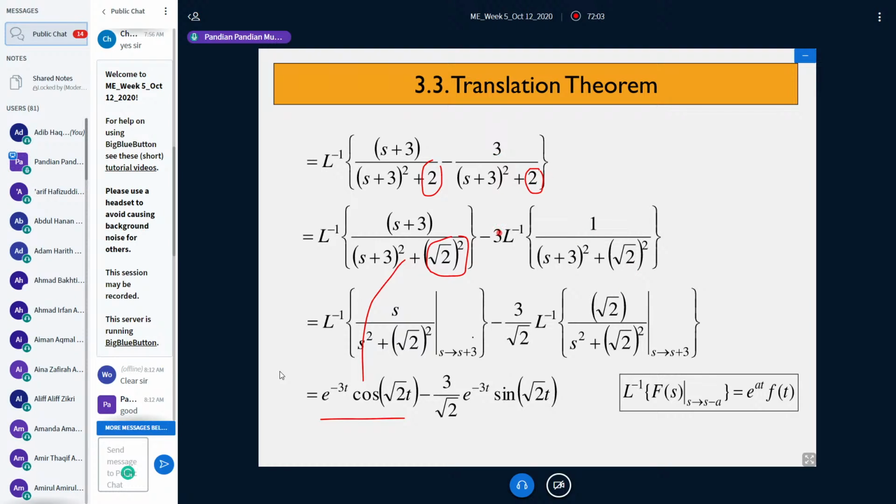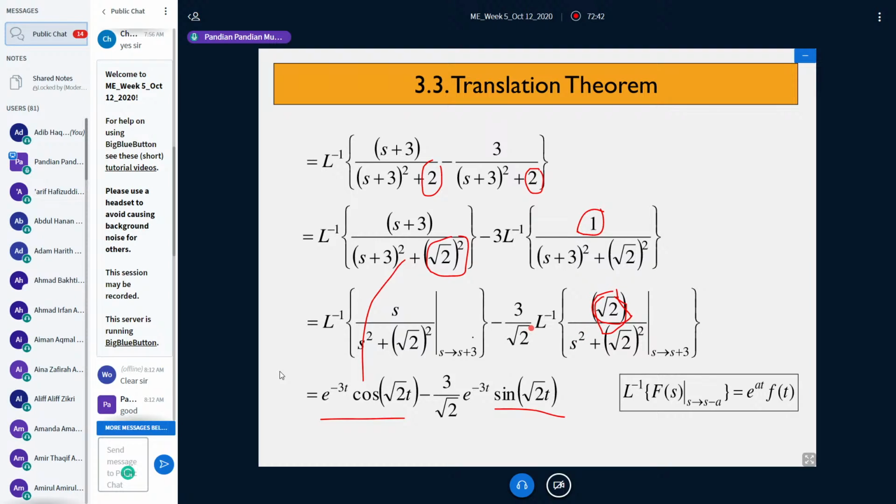But this 3 must be put outside, because this one, you put 1 here, so that you must have root 2 here if you want to use the sine formula. You must know the final answer as well. Final answer means, according to table 3.1, slide number 18, Laplace of sine kt equals k over s square plus k square. So this k squared is 2, K is root 2. So you must put root 2 here.